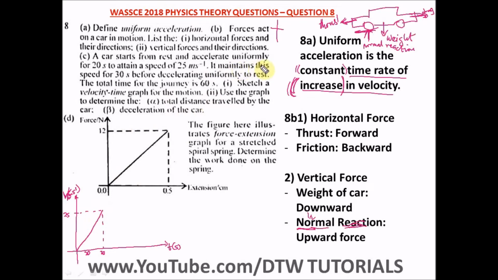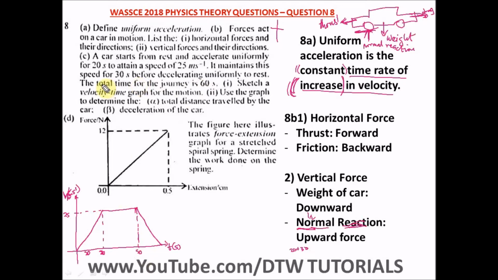Alright. It maintains this speed for 30 seconds before decelerating uniformly to rest. Maintains the speed for 30 seconds. Let's say from here to here is 30. Before decelerating uniformly to rest. So at this point here, it decelerates to what? Rest. So from here to here is 30 seconds. So if this is 20, then 20 plus 30, if we drop this line here, 20 plus 30 is what? 50. So we have 50 here.